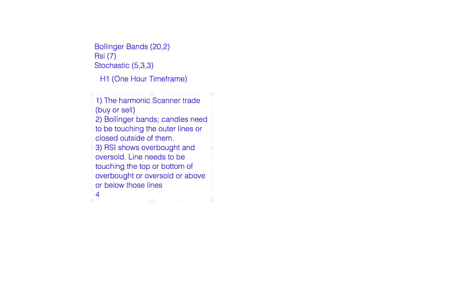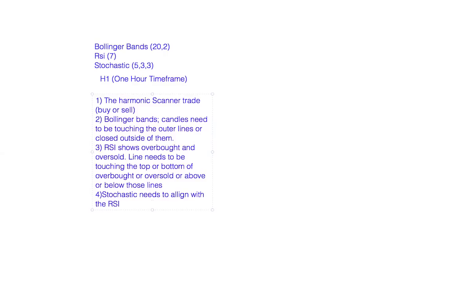Number 4, right? Stochastic needs to align itself with the RSI. So again, similar to the RSI, the stochastic has an overbought line, dotted line, and an oversold line, dotted line, right? Now, if the RSI is showing overbought, the stochastic also needs to be showing overbought, right? And if the RSI is showing oversold, the stochastic needs to be showing oversold.